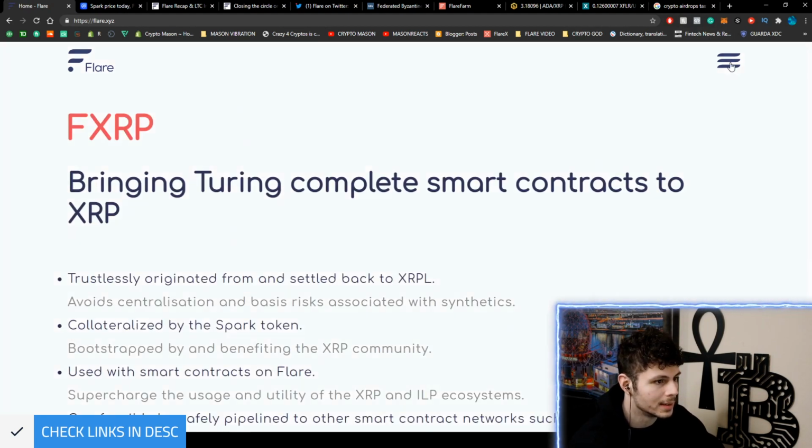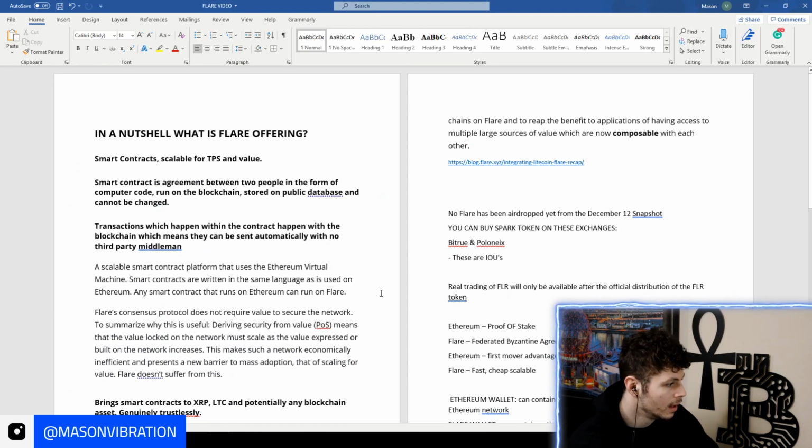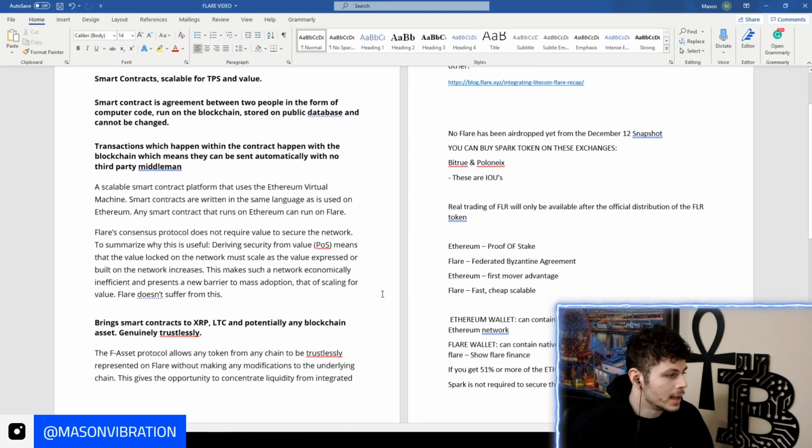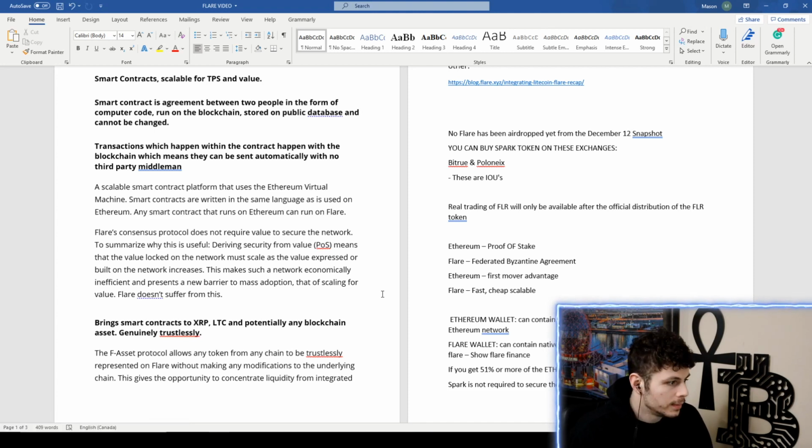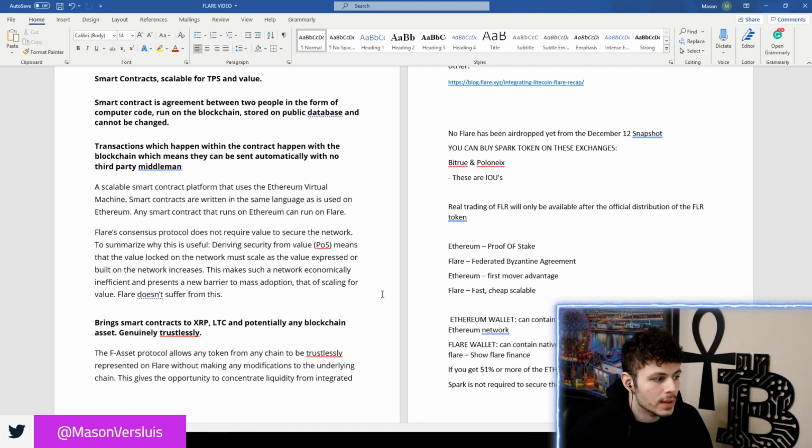So that is the website. It's very simple and very beautiful, actually. In short, to summarize what Flare does, it is a scalable smart contract platform that uses the Ethereum virtual machine. Smart contracts are written in the same language as is used on Ethereum. Any smart contract that runs on Ethereum can run on Flare. By the way, this is from a blog post on Flare's page. Flare's consensus protocol does not require value to secure the network. To summarize why this is useful, deriving security from value is proof of stake. Ethereum is proof of stake, whereas Flare is Federated Byzantine Agreement, and I'm going to cover that in a second.